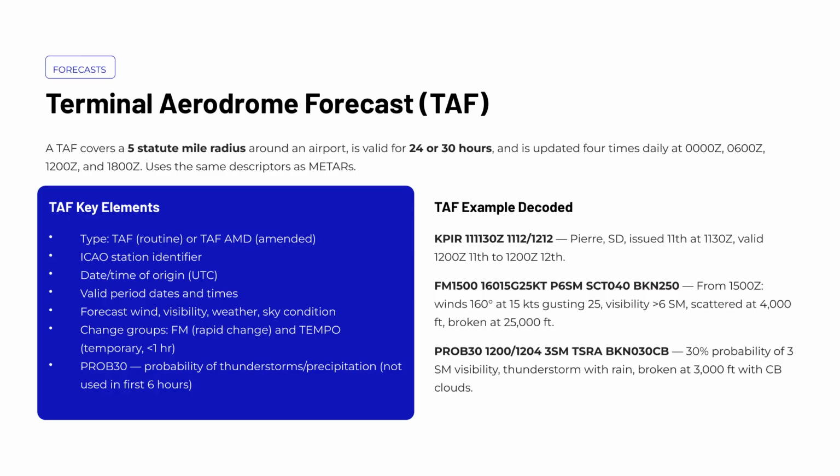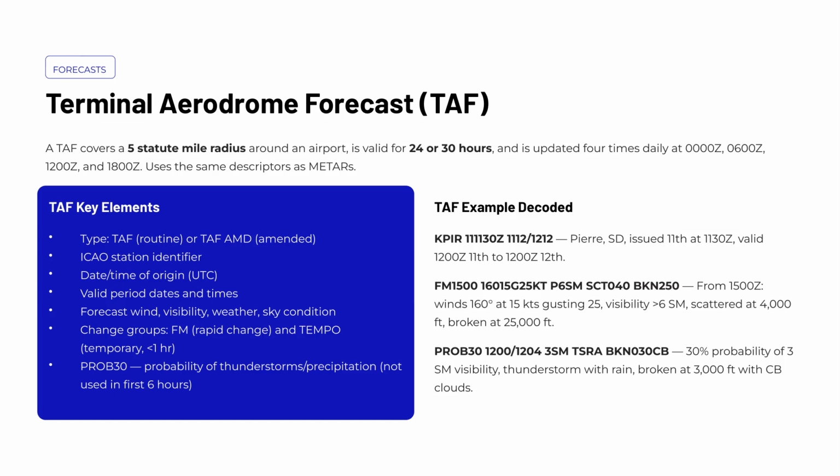A terminal aerodrome forecast, or TAF, is one of the most important weather products you will use in flight planning. It provides a detailed weather forecast for a specific airport, covering a 5 statute mile radius around that airport. TAFs are valid for either 24 or 30 hours and are issued 4 times daily at 0000, 0600, 1200, and 1800 Zulu. Importantly, TAFs use the same descriptors and formatting conventions as METARs, so once you know how to read one, the other becomes much easier.